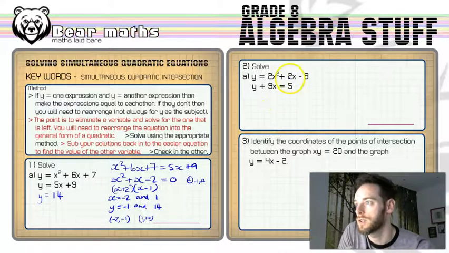Now, in the second question, I can see that this is y equals all of this, but y doesn't equal this. You're going to have to rearrange this one to be y equals. That is a way of doing it.